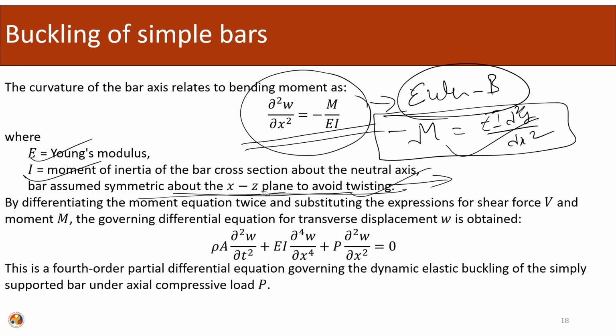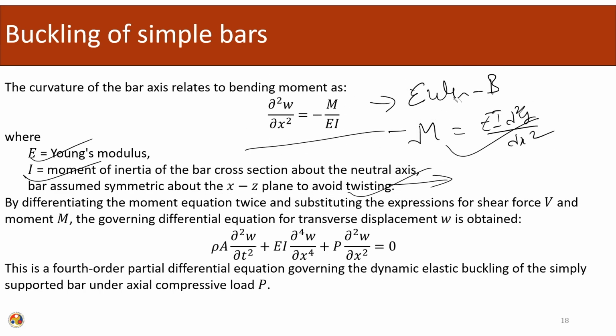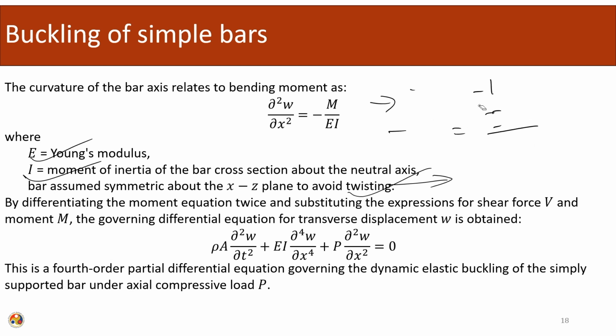After that, we have three equations: one from the force balance, one from the moment balance, and one from the Euler-Bernoulli beam. Then we differentiate the moment equation twice and substitute the expressions for shear force and bending moment. Then we get the differential equation for the transverse displacement. So, this is the well known equation, and we are already conversant with it.